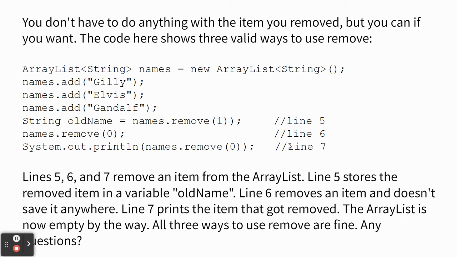So here's another example. And I do say you don't have to do anything with the thing that got removed. So here, I put Gilly, Elvis, and Gandalf on here, and then I removed all of them. But check this out. I removed it in 3 different ways. In one way, I made a new variable called old name, and I removed one and threw it into the old name. Right? So you can do that. This line, I just removed something and didn't store it anywhere, didn't print it, didn't do anything. That's fine too. And then finally, I removed the last one, and then that one I did print. So those are all legit ways to remove stuff. You can save it somewhere, you can just remove and not save it, and you can print it.